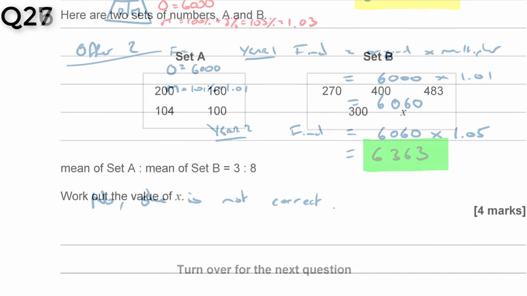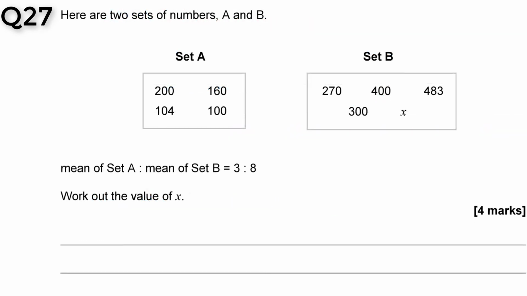I think that's fine. Here are 2 sets of numbers A and B. The mean of set A to the mean of set B is 3 to 8. Work out the value of x.